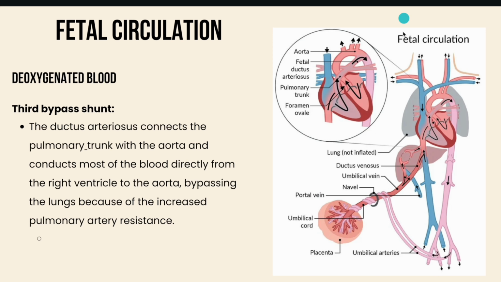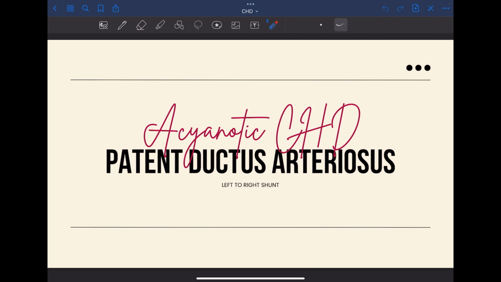Throughout the fetal life, this artery is going to act like a shunt, bypassing the lung. However, after the baby is born, it's going to be converted into ligamentum arteriosum, as well as the two umbilical arteries. They are going to become obliterated, forming the medial umbilical ligament. Last, acyanotic congenital heart disease is patent ductus arteriosus.